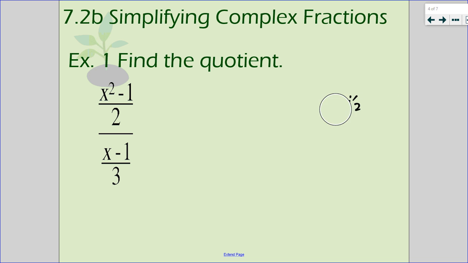So if we look at an example like our problem here, we have the numerator is x squared minus 1 over 2. The denominator, so it's divided by or over, x minus 1 over 3. So the numerator is this whole big fraction, x squared minus 1 over 2. The denominator is x minus 1 over 3. So could you rewrite it? How would you rewrite it? X squared minus 1 over 2 divided by x minus 1 over 3.